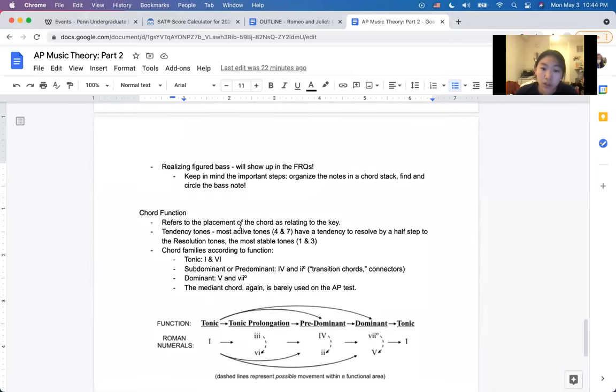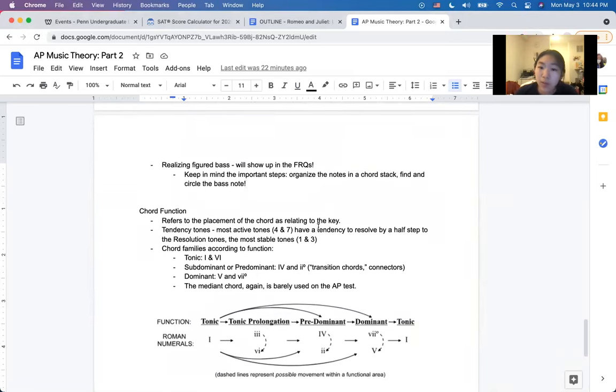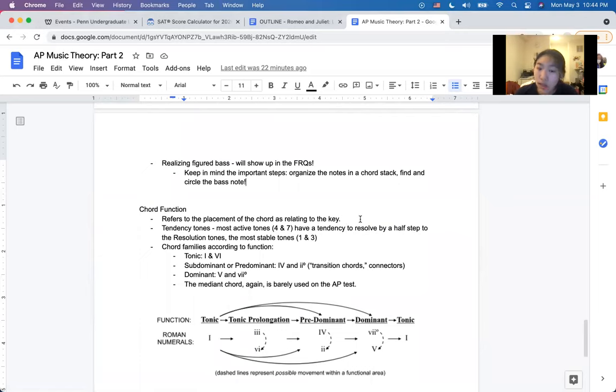So for chord function, this refers to the placement of the chord as relating to the key. Remember how last time we discussed active tones and stable tones? So this kind of goes back to that once again. Tendency tones are the more active tones, primarily degrees 4 and 7. They have a tendency to resolve by half a step to the resolution tones, which are the more stable tones 1 and 3, hence their name.